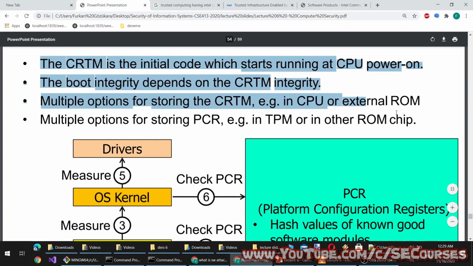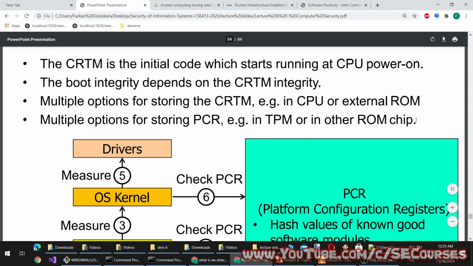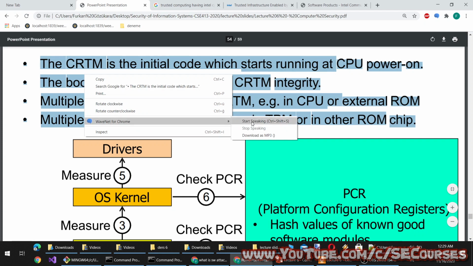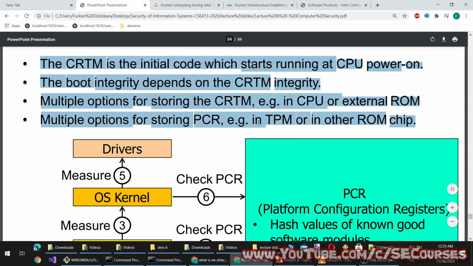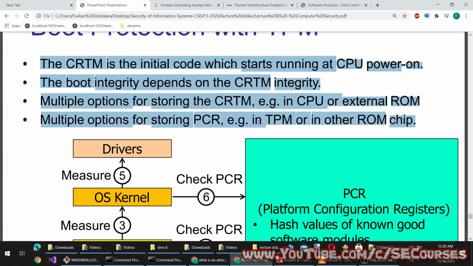Boot protection with TPM. The CRTM is the initial code which starts running at CPU power on. The boot integrity depends on the CRTM integrity. There are multiple options for storing the CRTM, e.g. in the CPU or external ROM. There are also multiple options for storing PCR, e.g. in the TPM or in another ROM chip.